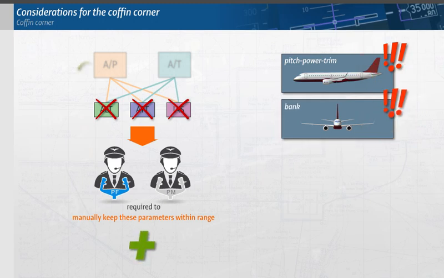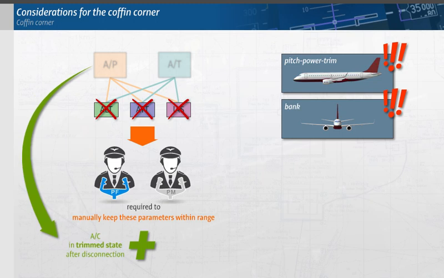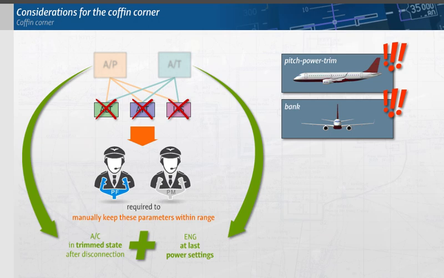The good thing is that the autopilot typically releases the aircraft in a trimmed state after disconnection, and autothrust releases the engines at their last power settings. Thus, only small efforts of the flight crew should be necessary for this part.